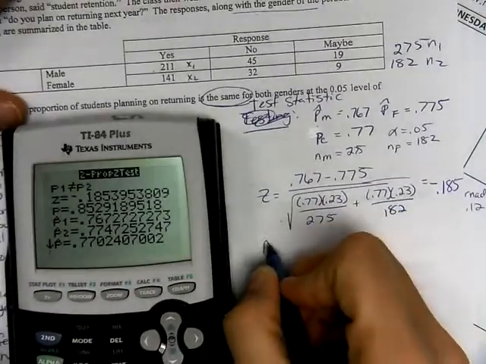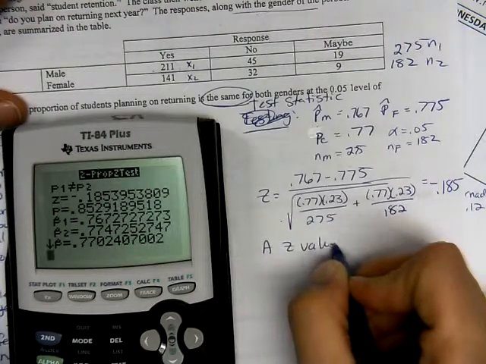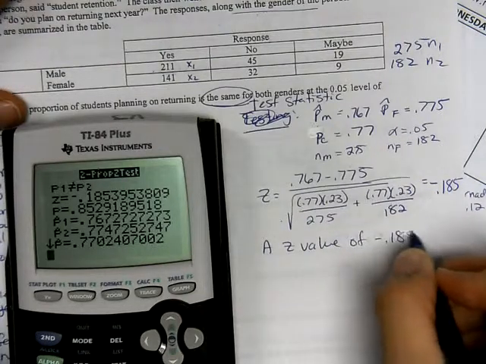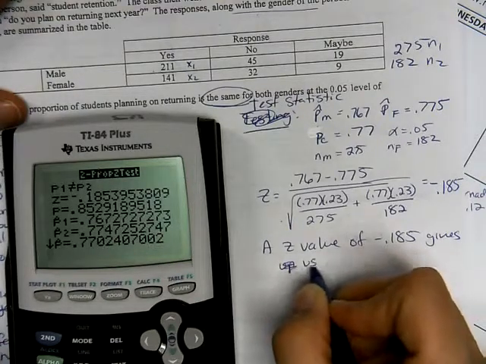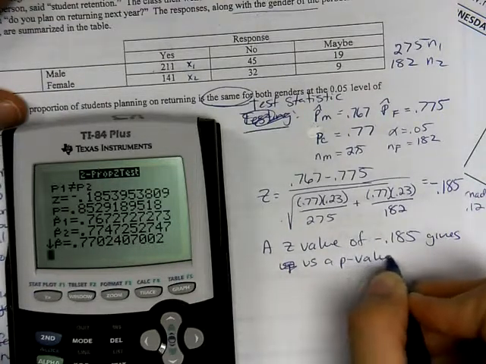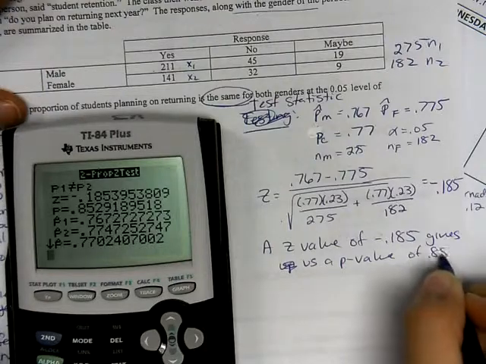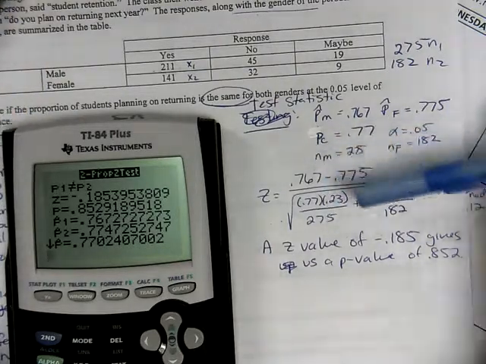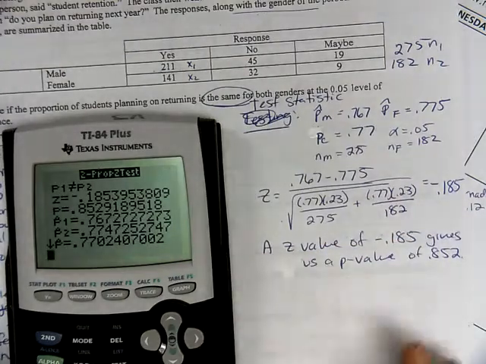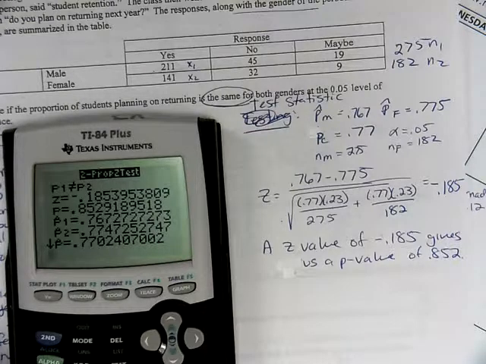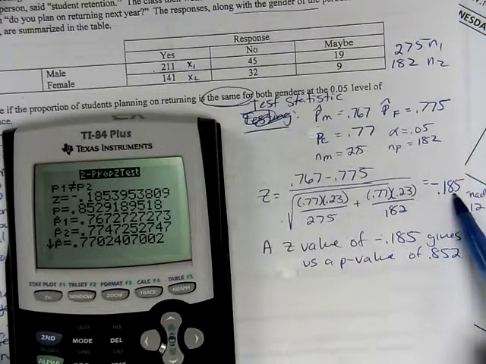Then if we write out our sentence, a z value of negative 0.185 gives us a p value of 0.852. So you just got to be careful with this kind of stuff. There's a lot of p's going on. P hat 1, p hat 2, p sub c, and the p value. Should we put plus or minus 0.185? You can if you want. You don't have to.